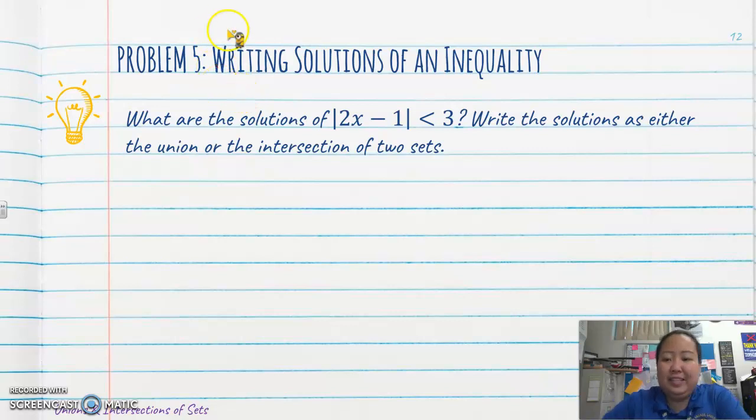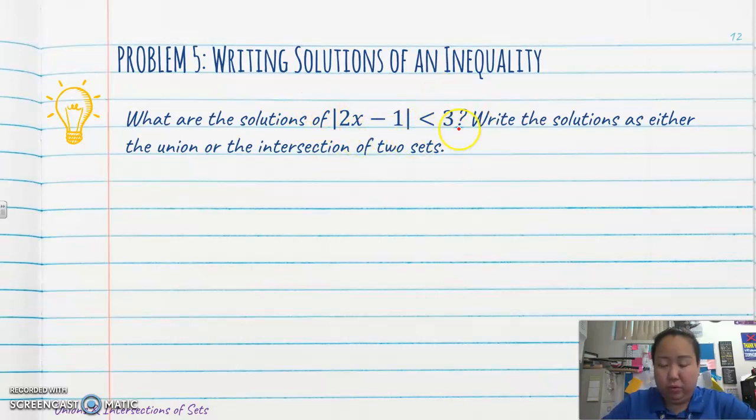All right, so this is the last part and the last video for lesson 3.8. I know it's been for unions and intersections of sets. This time we will be solving inequalities that use absolute values. In this case, what are the solutions of the absolute value of 2x minus 1 is less than 3?